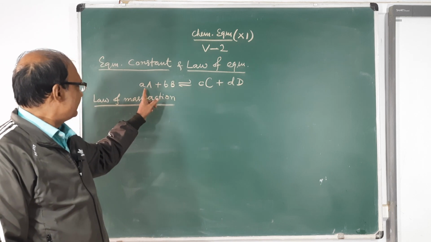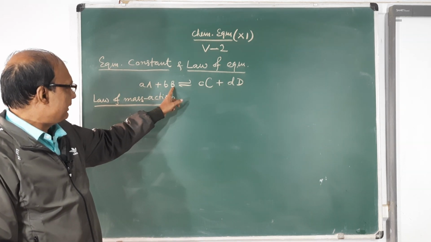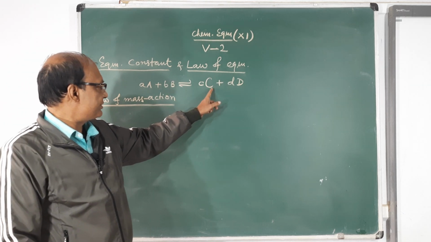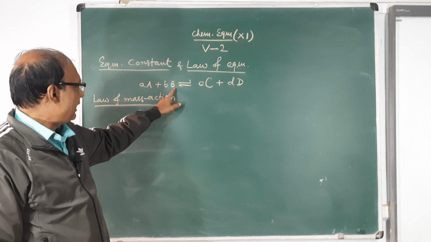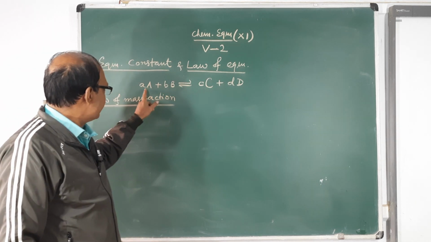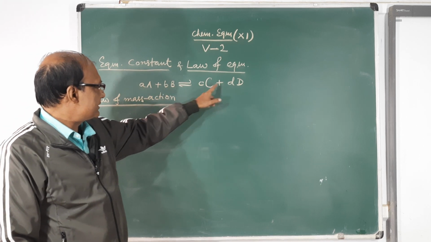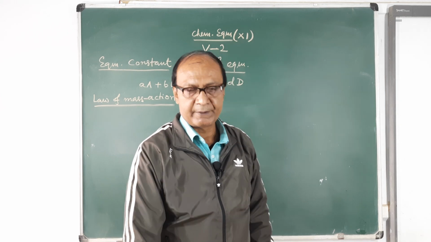Let us consider a hypothetical system aA + bB ⇌ cC + dD. Here you know that A and B are reactants, C and D are products, and small a, small b, small c, small d are their respective coefficients.